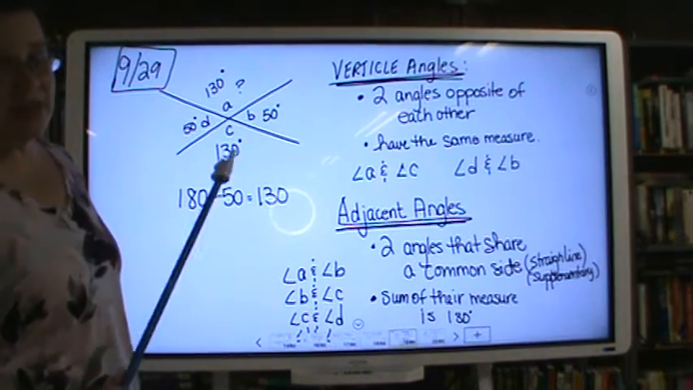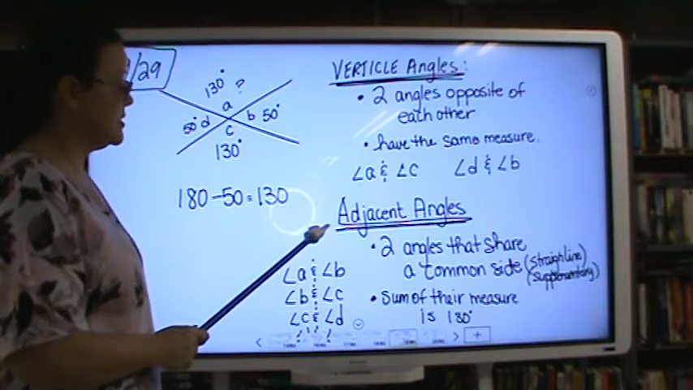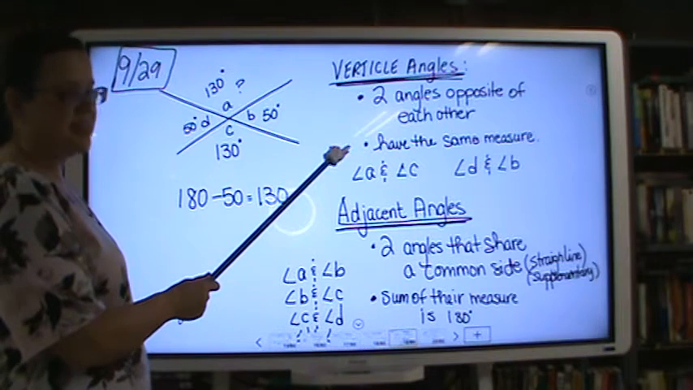So back to our angles. This is part 2. Today we're going to talk about vertical angles and adjacent angles. Vertical angles are two angles opposite of each other and have the same measure.